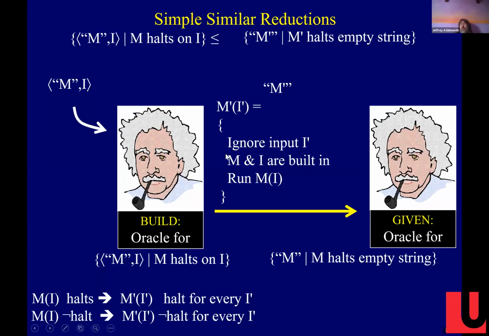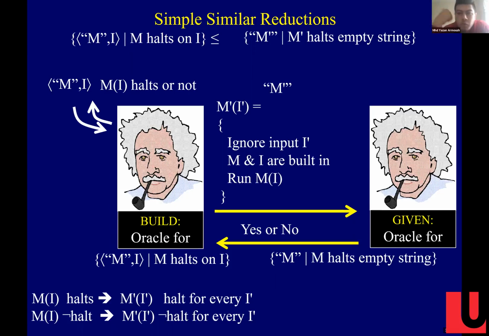We ignored the input, we ran M on I. And then if M on I halts, we halt. If M on I runs forever, we run forever. So if M on I halts, then M prime halts for every I prime because it ignores its input. And if M on I doesn't halt, then M prime doesn't halt for any input.